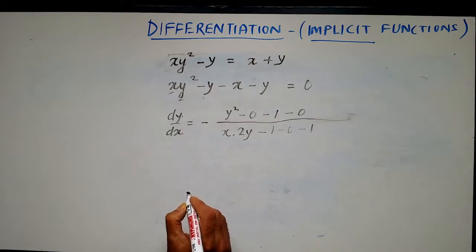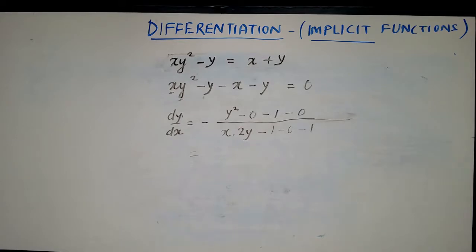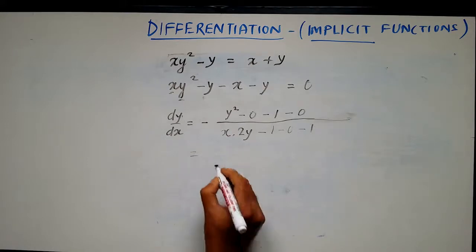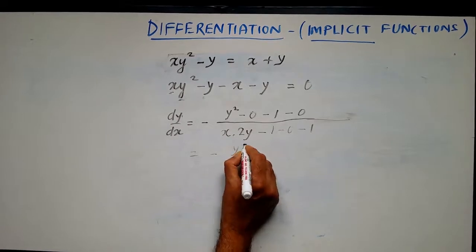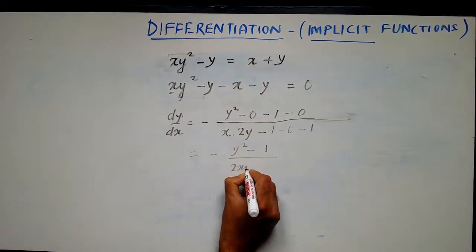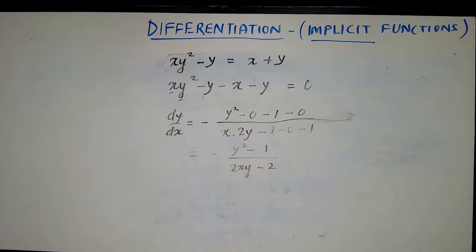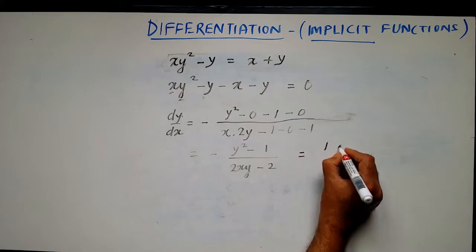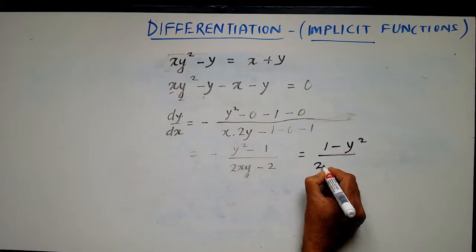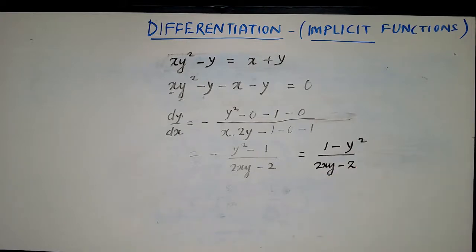So we get here minus (y squared minus 1) upon (2xy minus 2). Since we do not want the minus as it is, we can write it like (1 minus y squared) upon (2xy minus 2). This is how you solve the problem on implicit functions derivation using rule number 2.